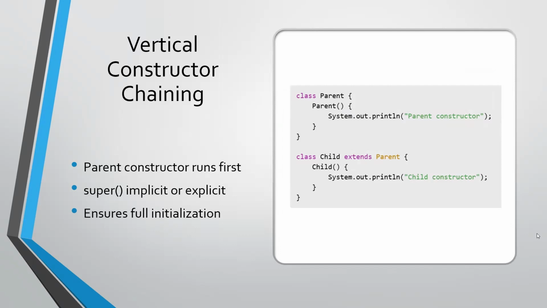Let's talk about vertical constructor chaining for a bit. Whenever a child class invokes its constructor, it runs the parent constructor first. Let me say that again. When a child invokes its constructor, the parent constructor runs first. You'll see that in our live demo. And this is through the super keyword. The super call can be implicit or explicit, and it ensures full initialization.